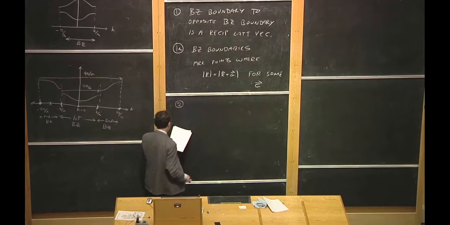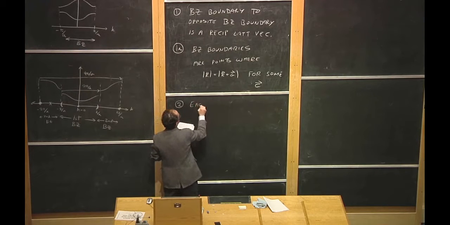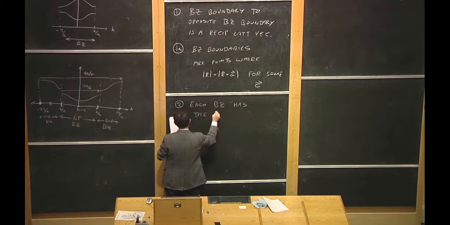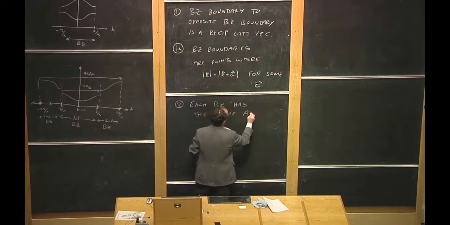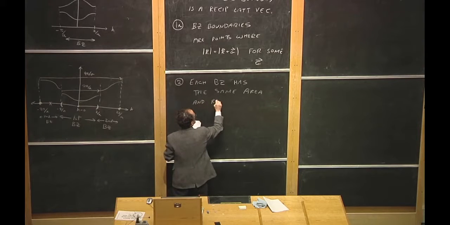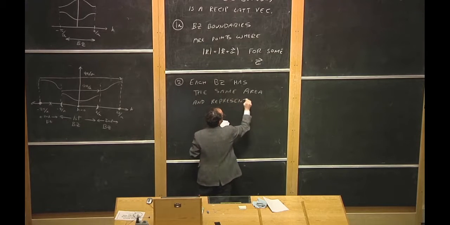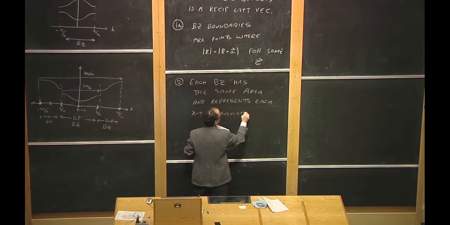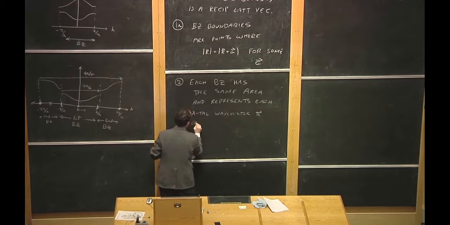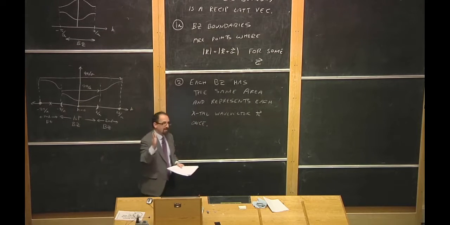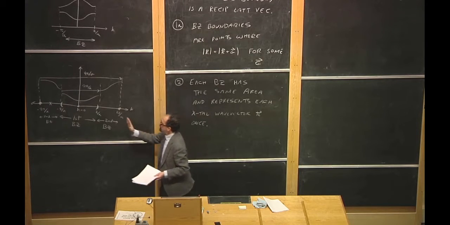The second statement, which is important about Brillouin zones, is that each Brillouin zone has the same area, or volume in 3 dimensions, and represents each k point, each crystal momentum, each crystal wave vector, once. That was our general idea of constructing the Brillouin zone in the first place, that every physically different wave is represented exactly once in the Brillouin zone.